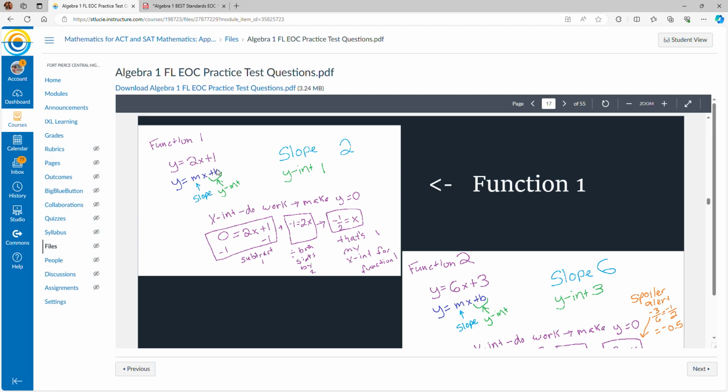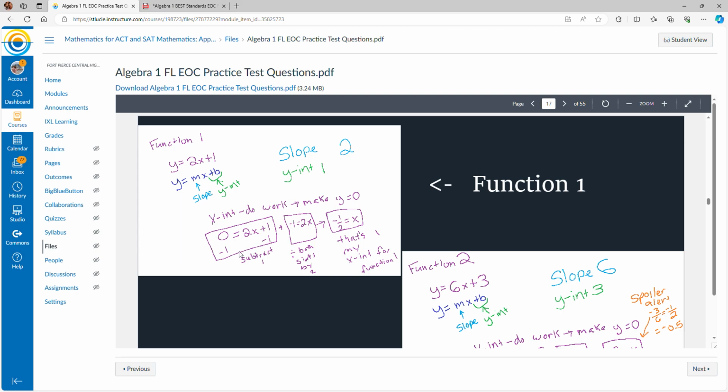So I know on function 1, the slope is 2, because there's a 2 in front of the x. I know my y-intercept is 1, because there's a plus 1 on the end. And in order to find my x-intercept, I have to do a little bit of work. I have to make my y, or my function, equal to 0. So I put 0 equals 2x plus 1.